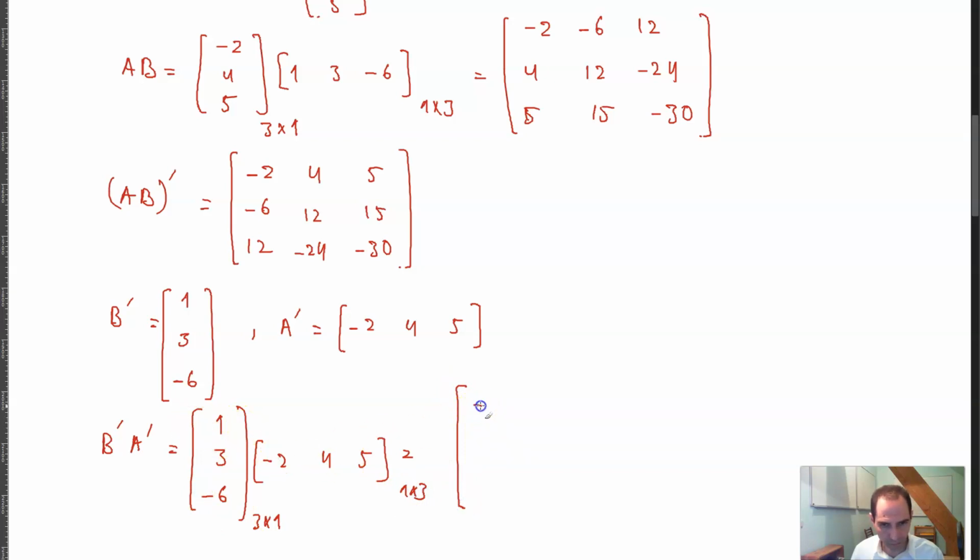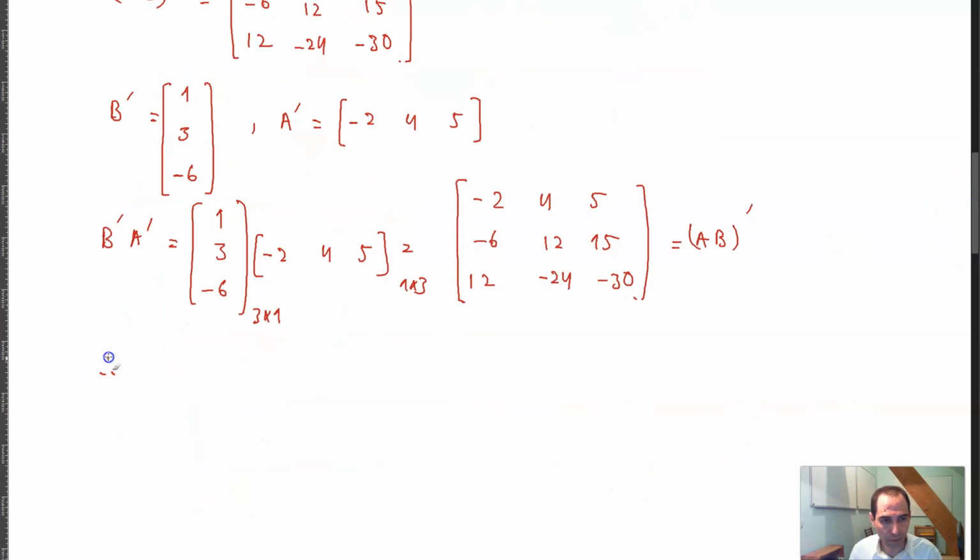So -2, 4, and 5, -6, 12, and 15, and +12, -24, and -30. And if you compare these two matrices, you'll see that this is actually the same thing as AB whole transpose, which means that AB whole transpose is the same thing as B transpose A transpose. Right?